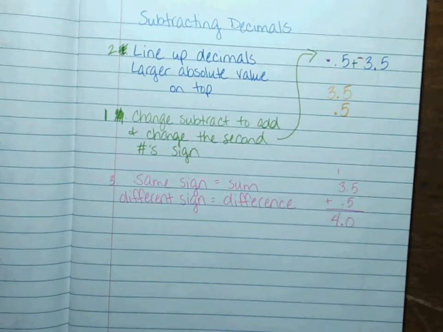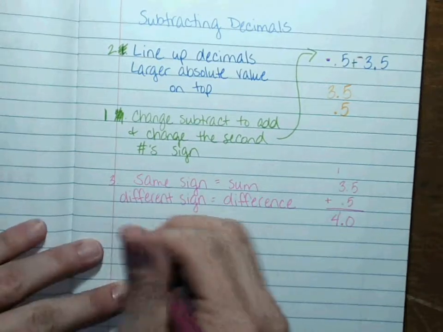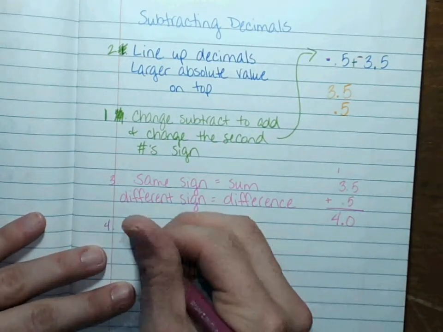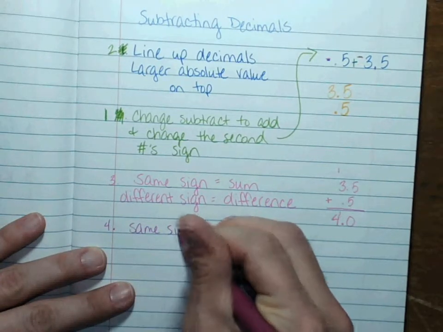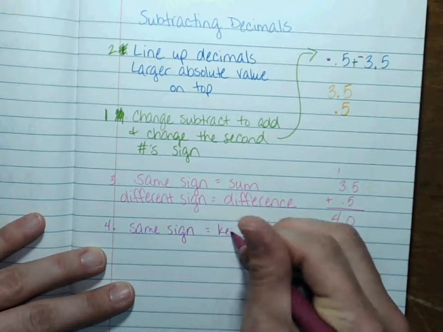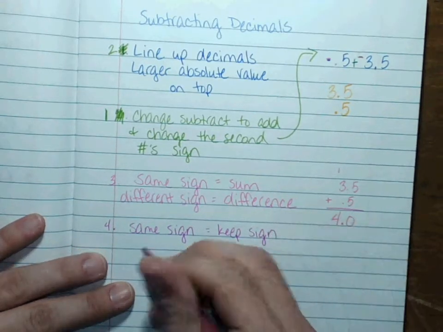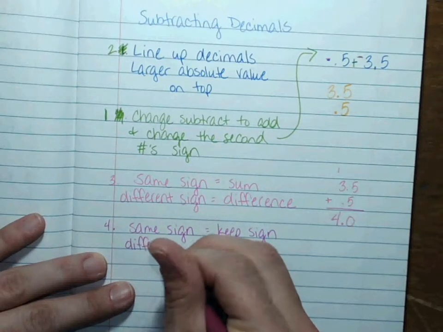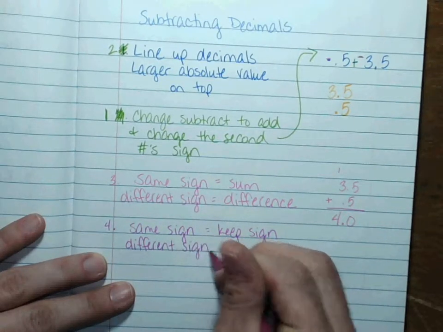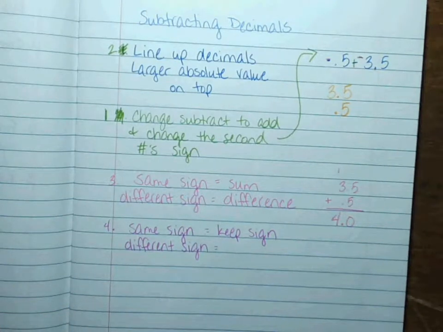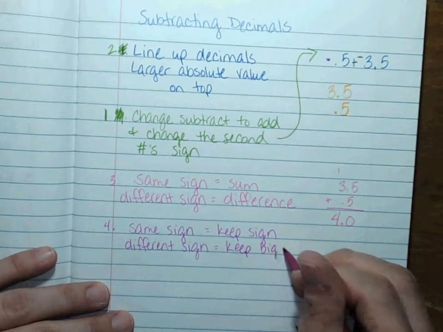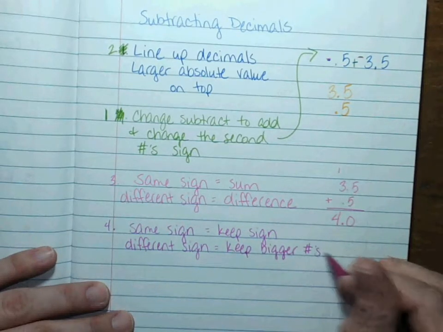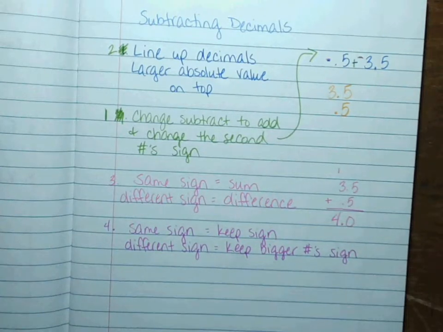So the next thing to do is to decide positive or negative. If it was same sign, we keep the sign. If it was different sign, then we keep the sign of the bigger number. Keep the bigger number's sign. Let's do another one just to make sure we totally get it.